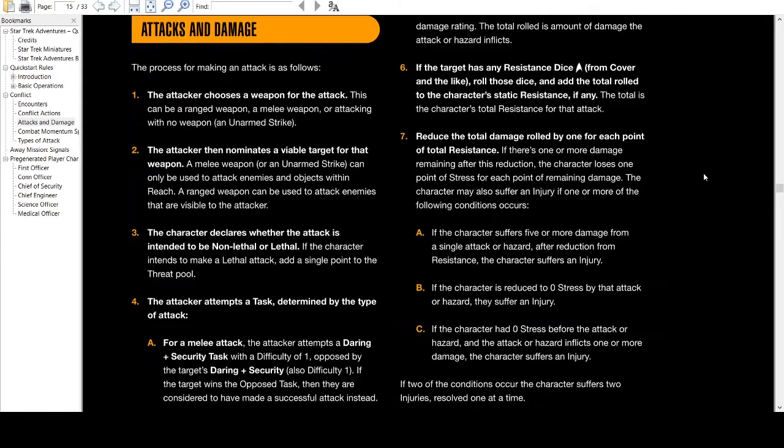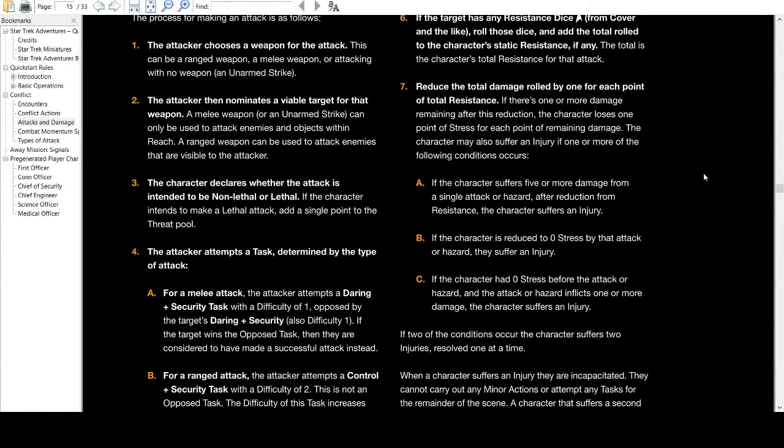Alright, step 7: reduce the total damage rolled by 1 for each point of total resistance. Okay, as I said, once you have any known number of resistance, that is the number you reduce the damage dealt by. If there is 1 or more damage remaining after this reduction, the character loses 1 point of stress for each point of remaining damage.